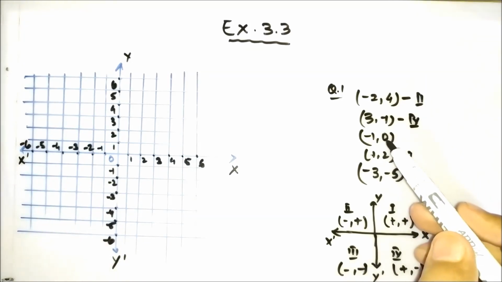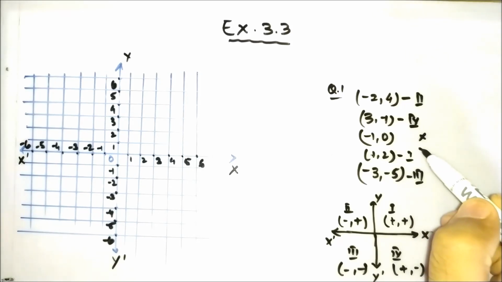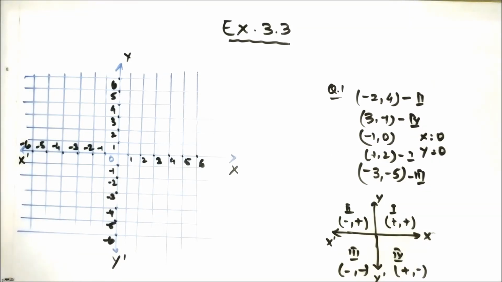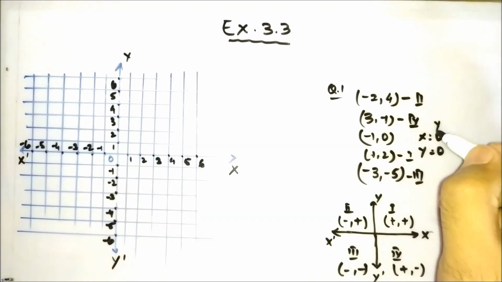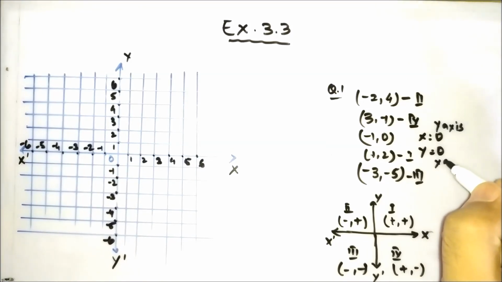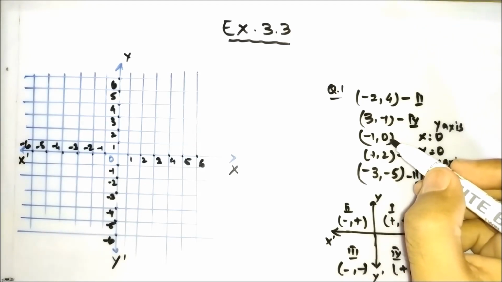Now what about this minus 1 and 0? Minus 1, 0. If either of the coordinates x or y becomes 0, then it will not lie in any of the quadrants. It will lie on an axis. If x is 0, it will lie on the y axis. If y is 0, it will lie on the x axis. Okay. So here we can see the y coordinate is 0.